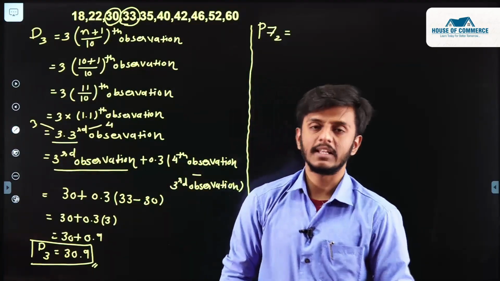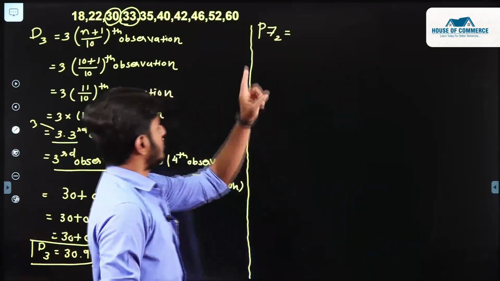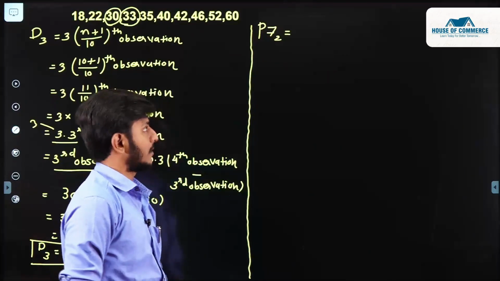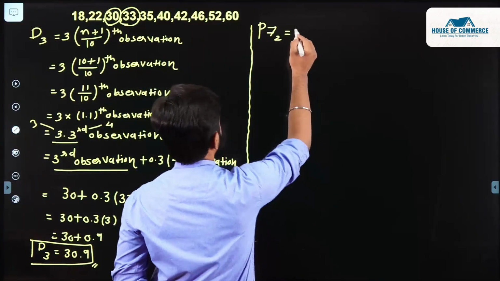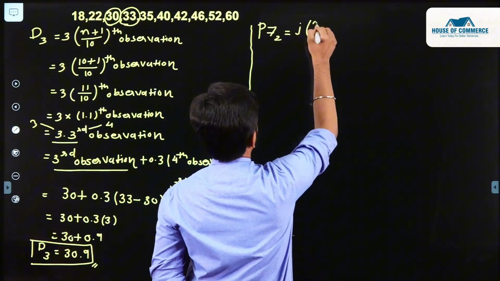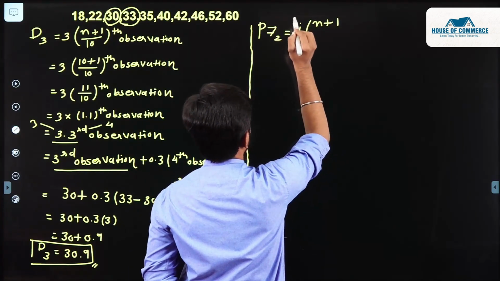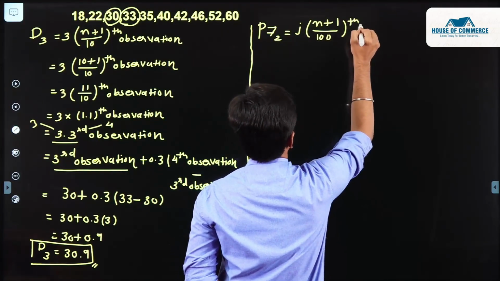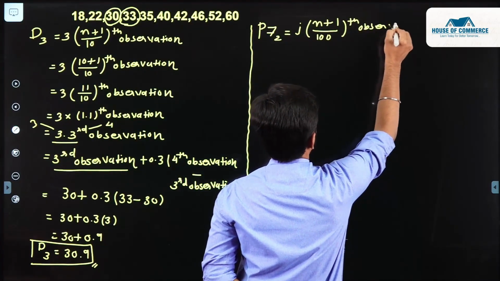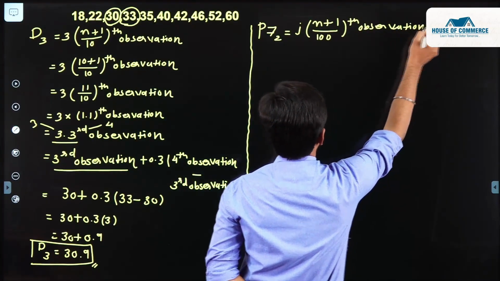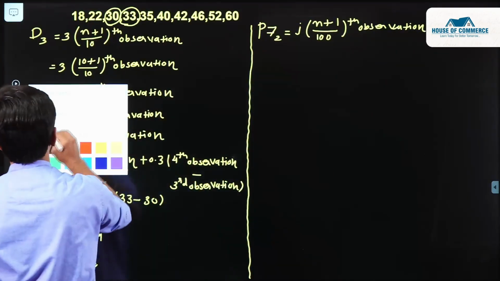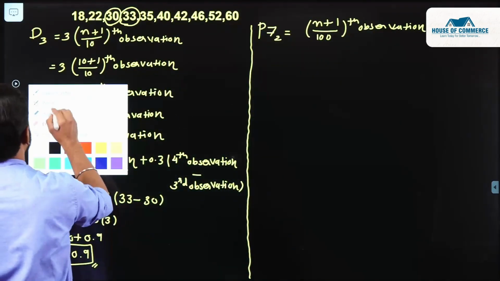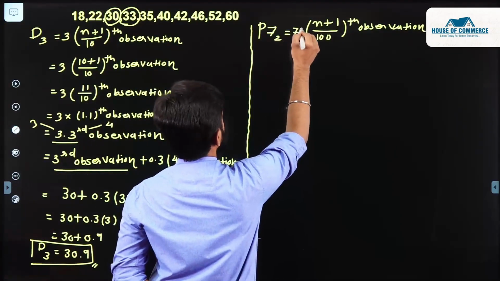Is it clear to all? Then give me a thumb, and pause the video and try the 72nd percentile, how to find the 72nd percentile. If you are not clear about it, then don't worry. What is the formula for the percentile? It is j(n+1)/100th observation. But instead of j, I have to write 72.